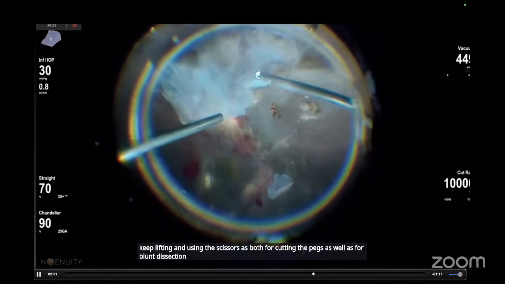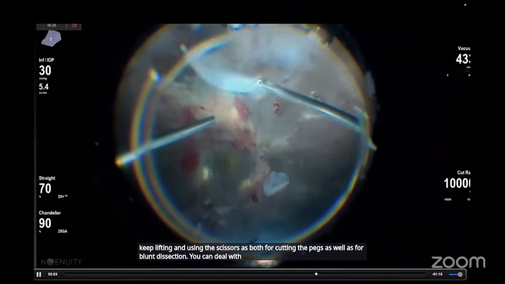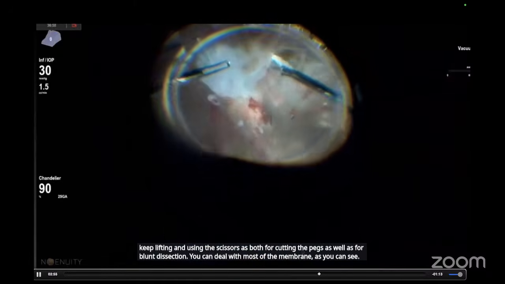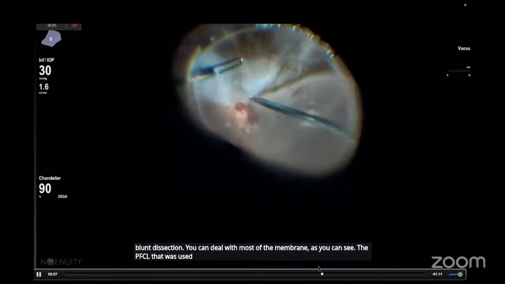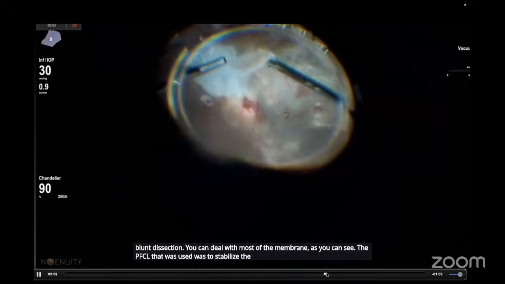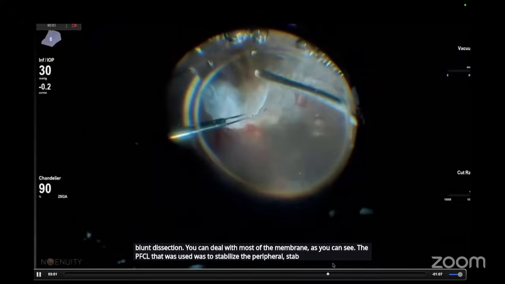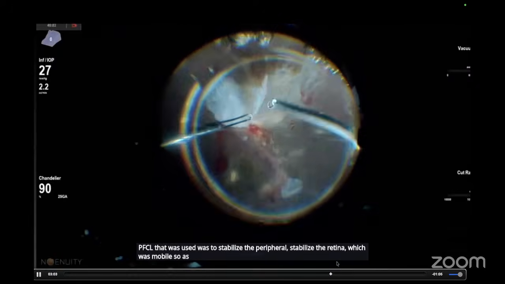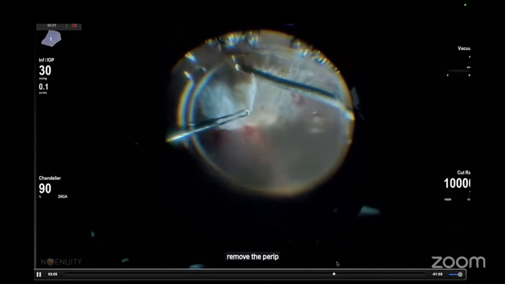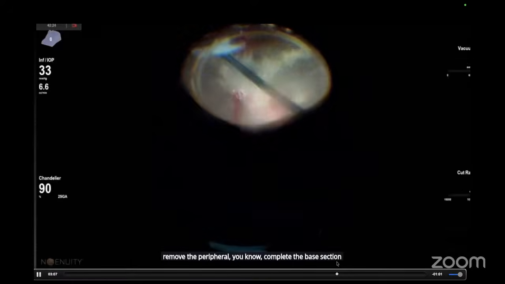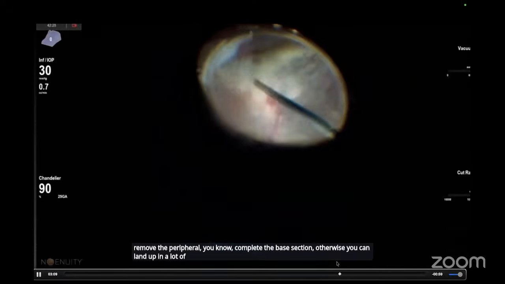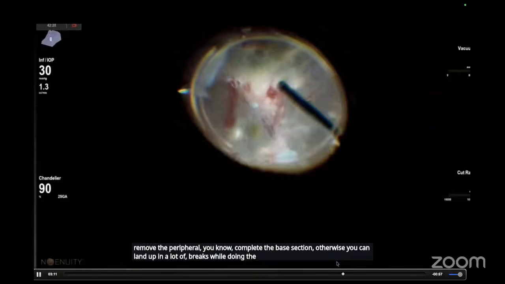And you can deal with most of the membrane, as you can see. The PFCL that was used was to stabilize the peripheral retina, which was mobile, so as to remove the peripheral membrane and complete the base dissection. Otherwise, you can land up in a lot of breaks while doing the base dissection in this case.